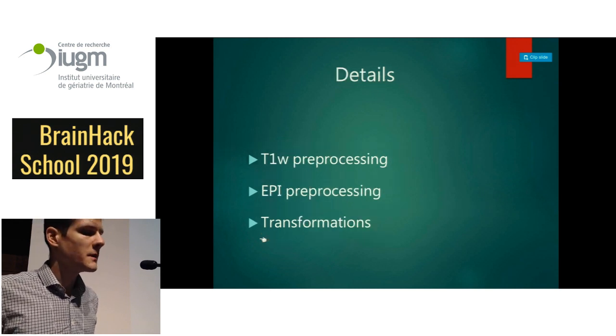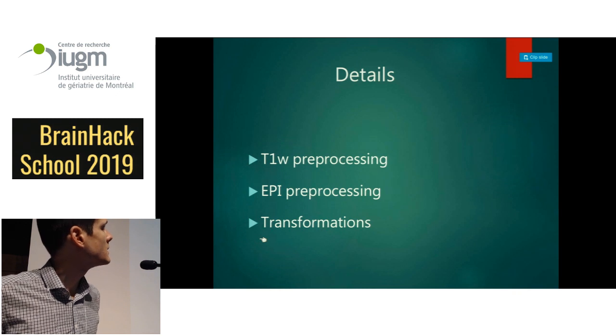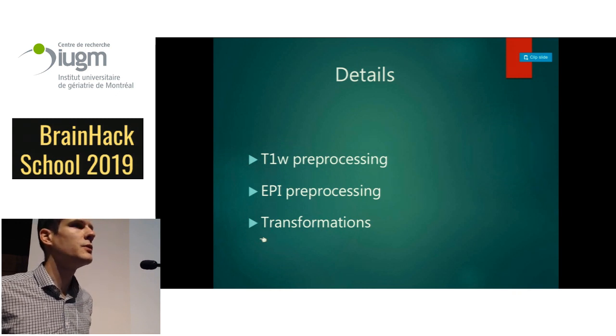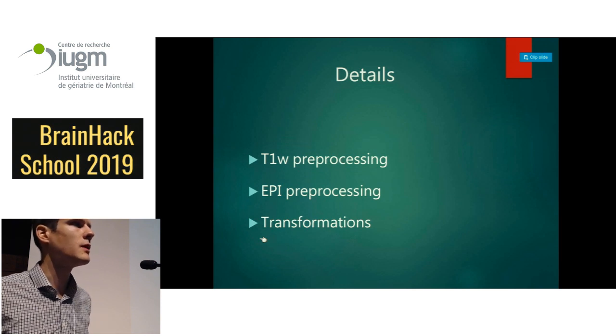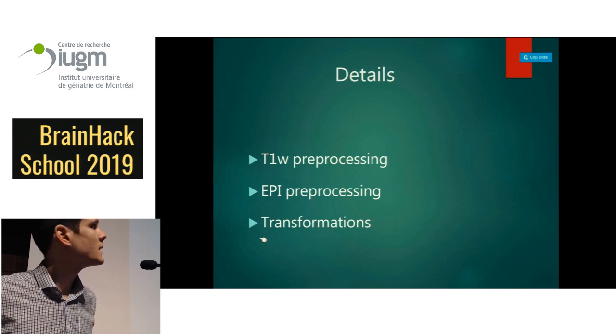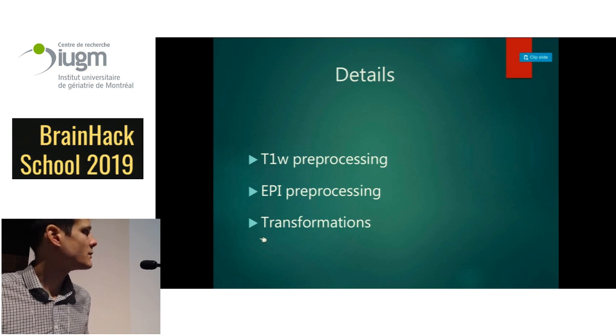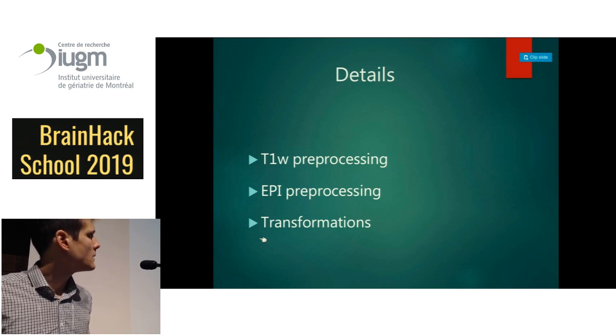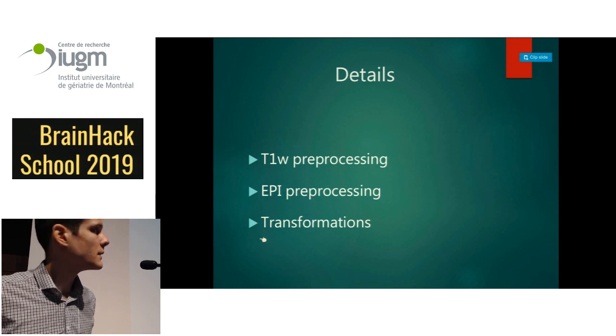It includes different steps, including T1 preprocessing, because when we do fMRI preprocessing, we in fact always need a T1, since it's a better way to align to a group template, and we rarely process EPI alone. So the T1 and the EPI are going to be processed separately. And the last one is transformation, so it's how you align two different atlases.